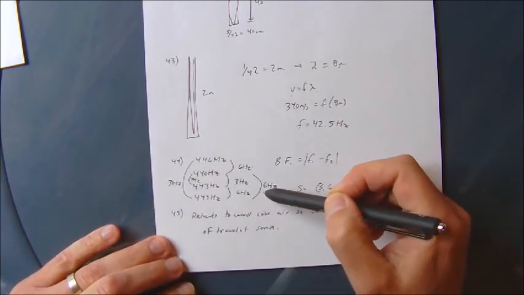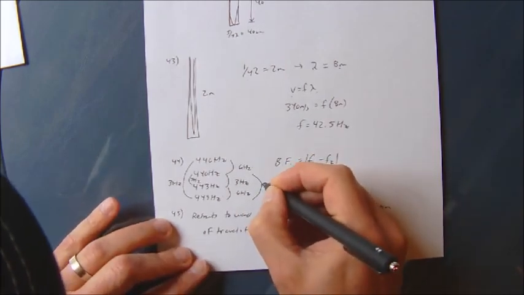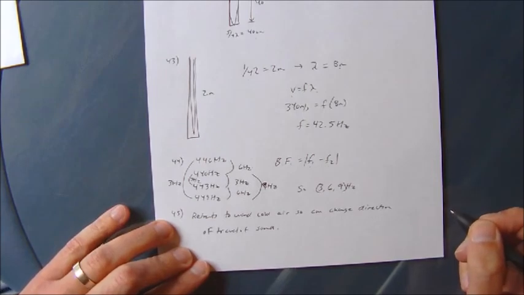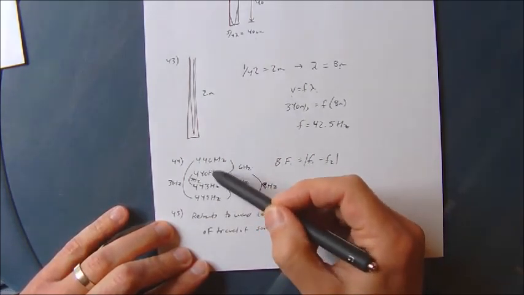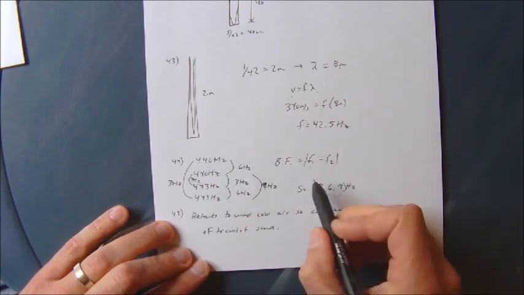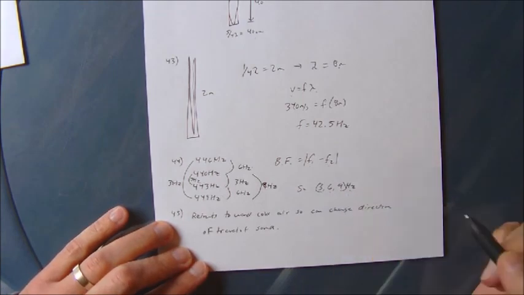9 hertz. And I wrote down 6 hertz there. That was supposed to be 9 hertz. It's amazing what you can catch when you're going through this. 443 compared to 440 is 3. 446 to 449 is 3. So subtracting any combo of those numbers, I get 3, 6, and 9 hertz.